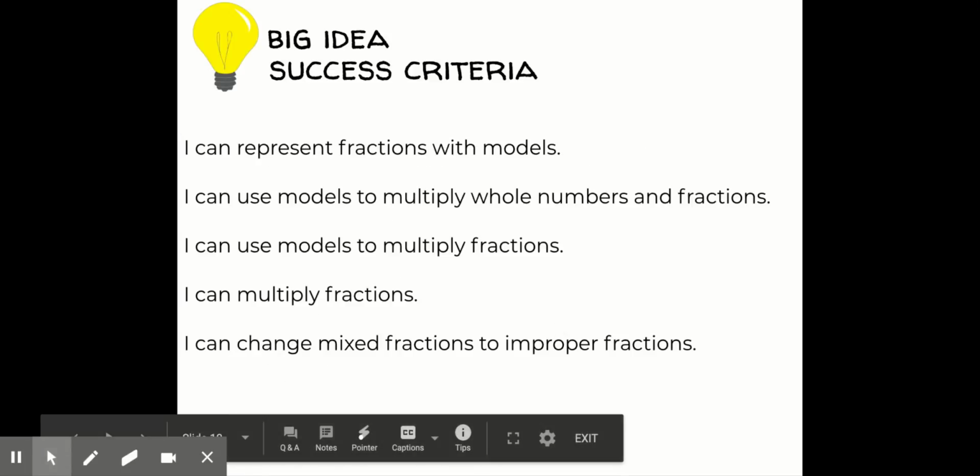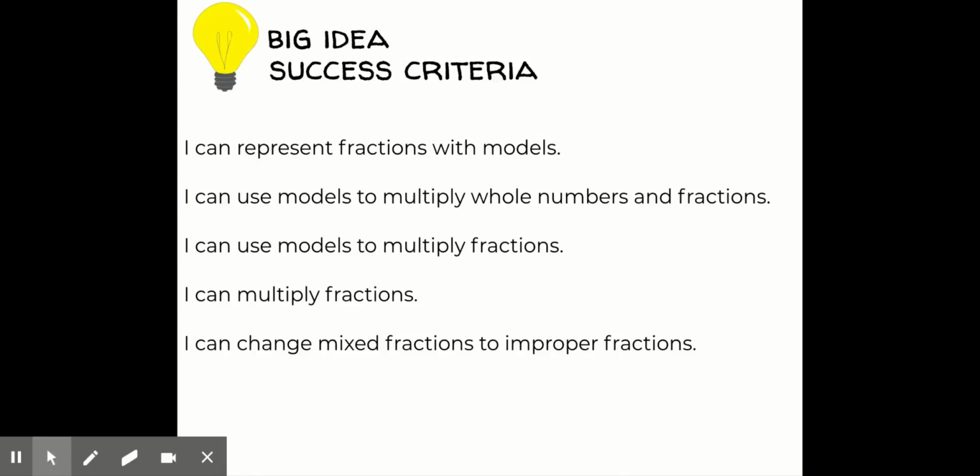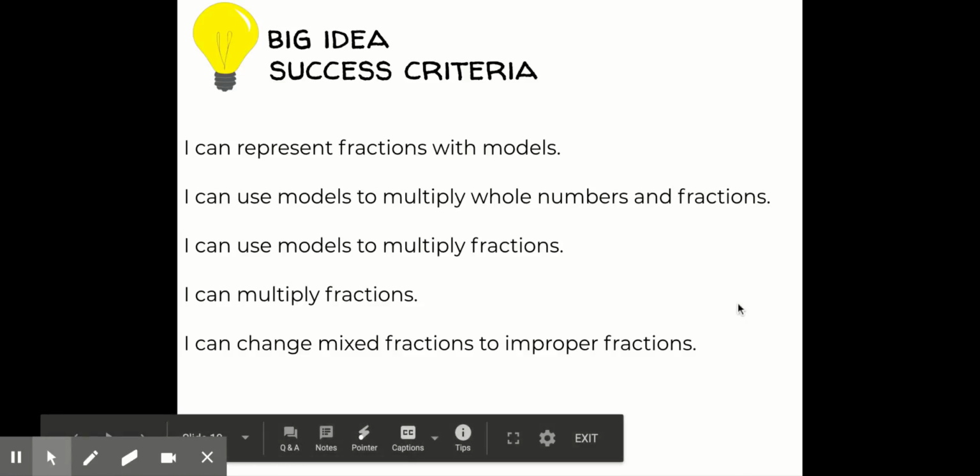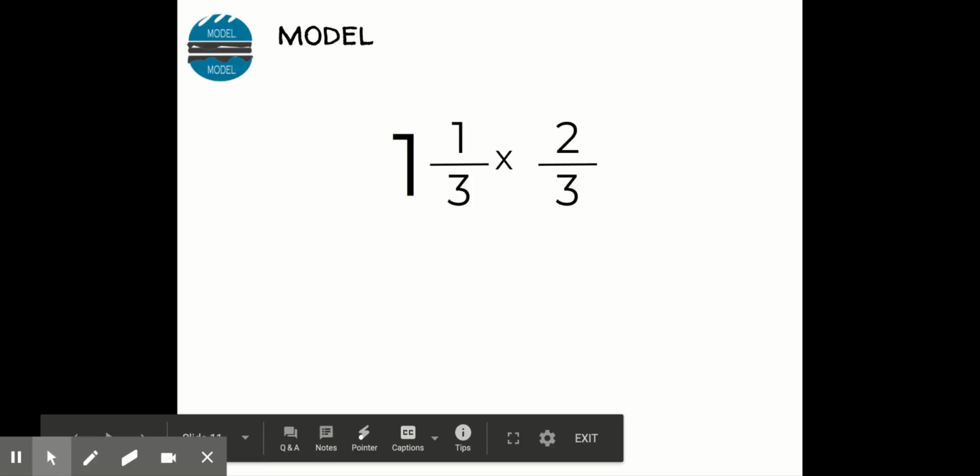Some success criteria that are skills that we've learned in the past that will help us with today's new skill. We can represent fractions with models. We can use models to multiply whole numbers and fractions. We can use models to multiply just fractions. We can multiply fractions straight across, and we can change mixed fractions to improper fractions. So let's get started with our first model.